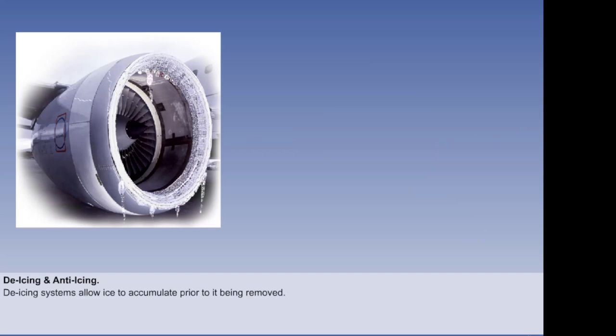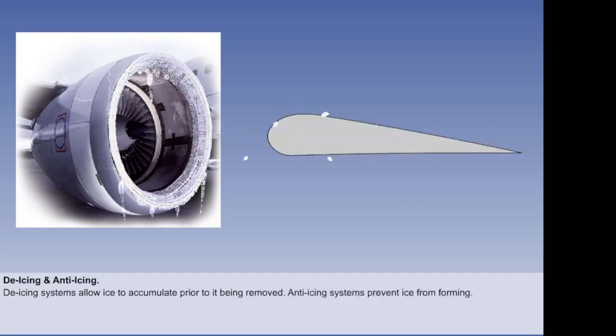Ice protection systems normally use one of two different approaches to the problem. They are de-icing, where ice is allowed to accumulate prior to being removed, and anti-icing, where the object is to prevent ice from forming.